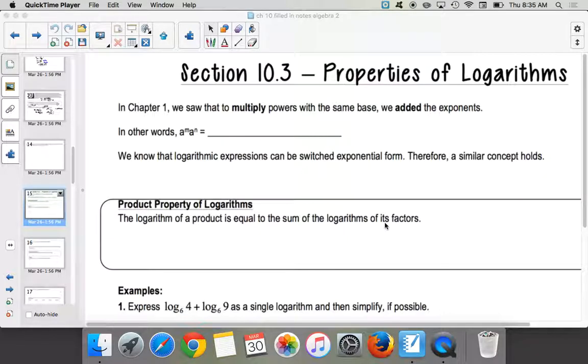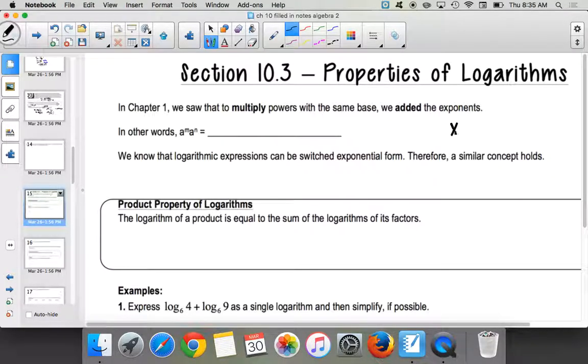All right, so in chapter 1, it says that we saw how to multiply powers with the same base, so we added the exponents. So remember when we had x squared times x to the 5th, we did not say that that was x to the 10th, right? We added the exponents. Does that make sense? So if we add exponents, it's related to multiplication. So I'm going to have x to the 7th here.